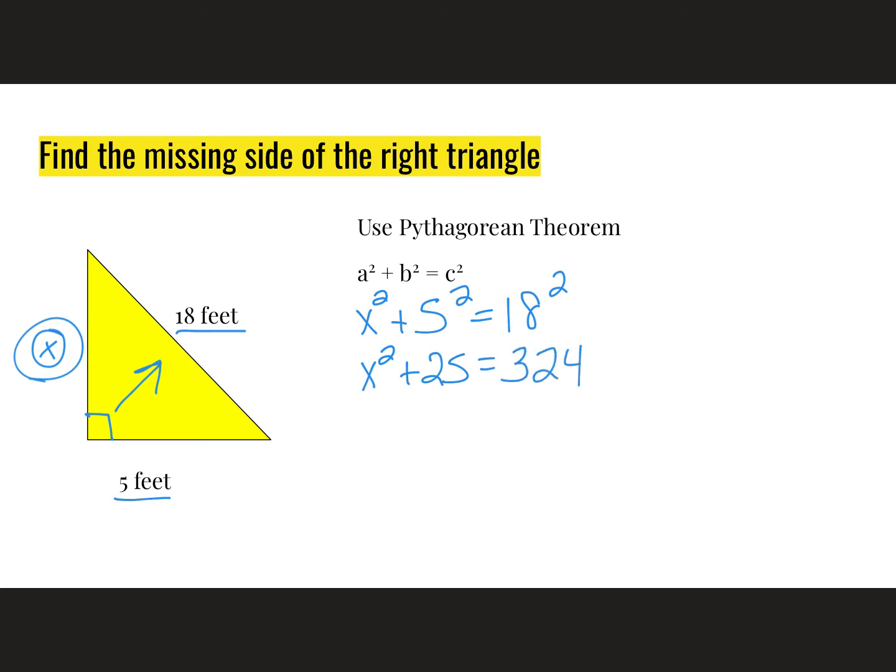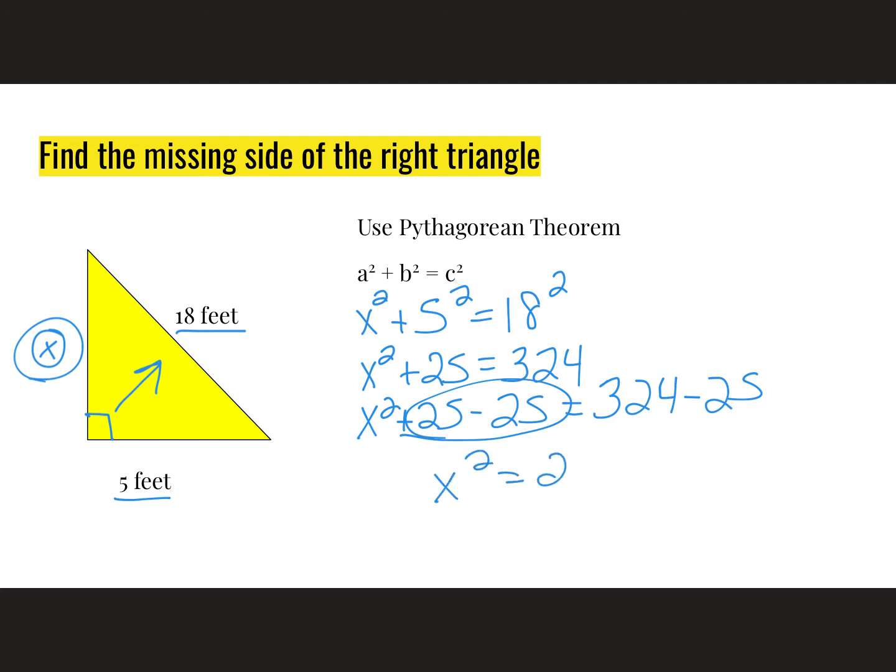Well, now I still need to get my x squared by itself. So I'm going to subtract 25 from both sides. So x squared plus 25 minus 25, I'm just subtracting both sides, is 324 minus 25. So these are going to cancel, and I get x squared equals 299. Well, now I'm just going to need to take the square root of both sides. So I have x equals the square root of 299. That's my exact answer.